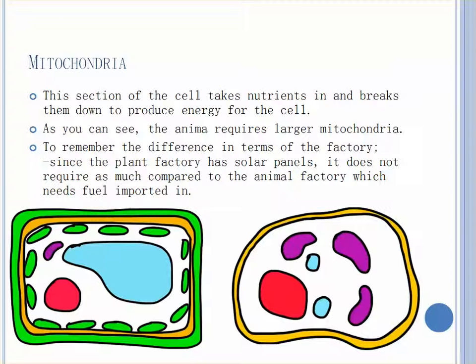Now, a way you could think of this in terms of the factory: considering the plant cell has all those solar panels, or the chloroplast, it requires less of a powerhouse inside the factory. Whereas an animal cell, considering it pumps in so much gasoline, requires a lot more power sources.